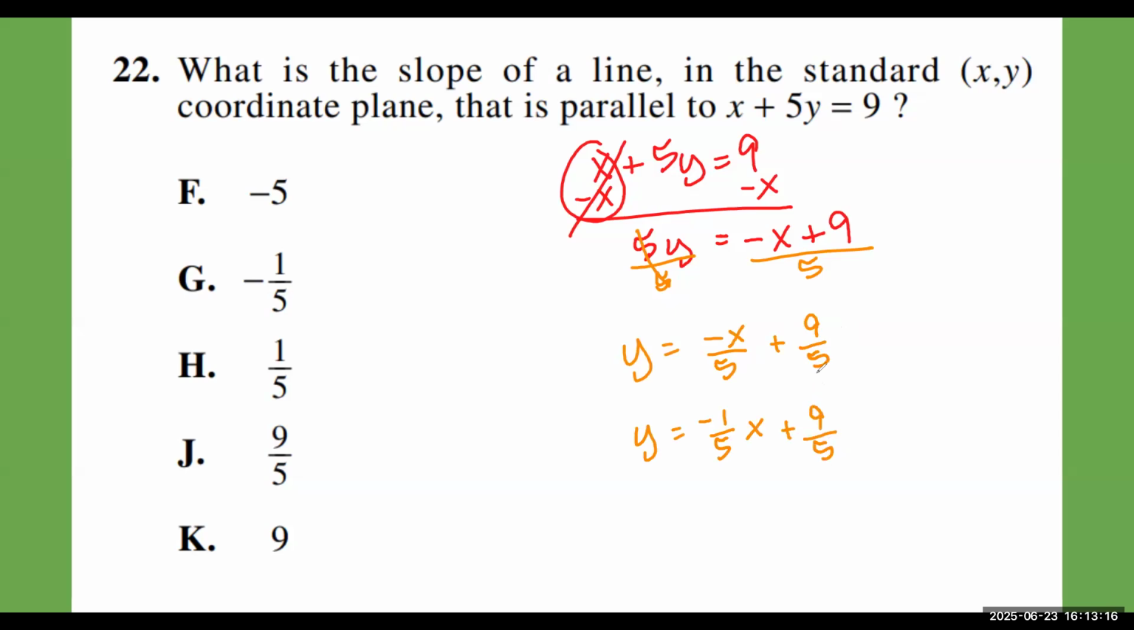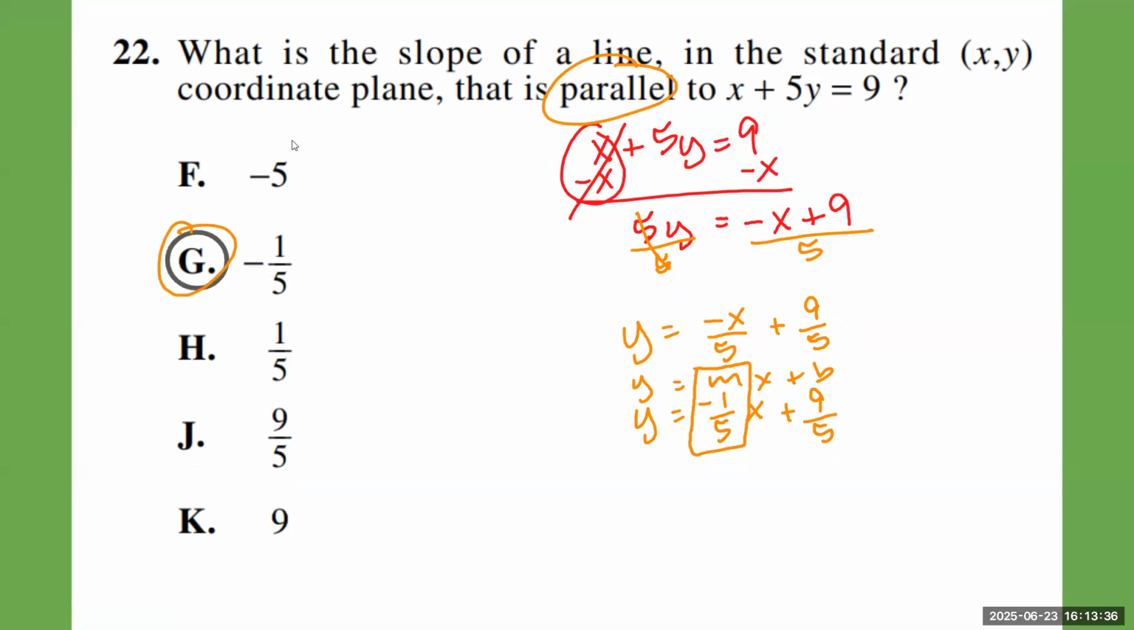So if it is going to be parallel, then it is going to have the same slope. And the slope is the m value in y equals mx plus b. So my m value is negative 1/5. Negative 1/5 is the correct answer, as you can see.